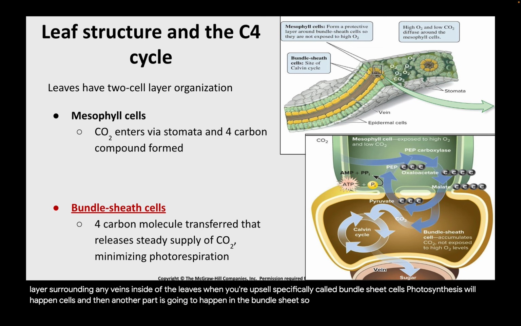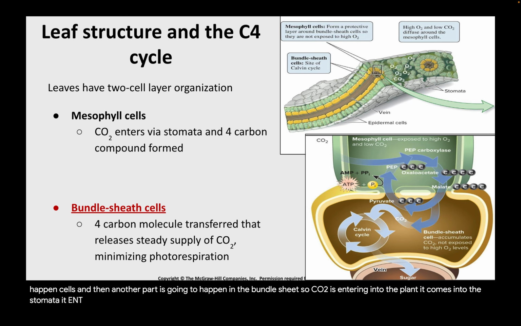So CO2 is entering into the plant. It comes in through the stomata. It enters into the mesophyll cells. It enters into the chloroplasts. This is all happening in the mesophyll cells. But now we have an extra step where we have to basically move CO2 into another type of cell.